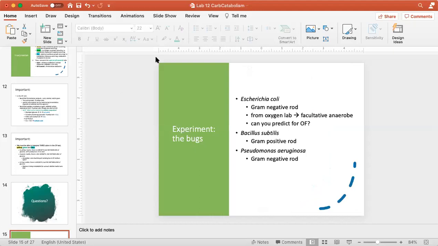All right. Are we ready for an experiment? Are we ready to do some OF tubes and look at the results? Any questions so far? All right. Let's take a look at some OF tubes and let's interpret them.